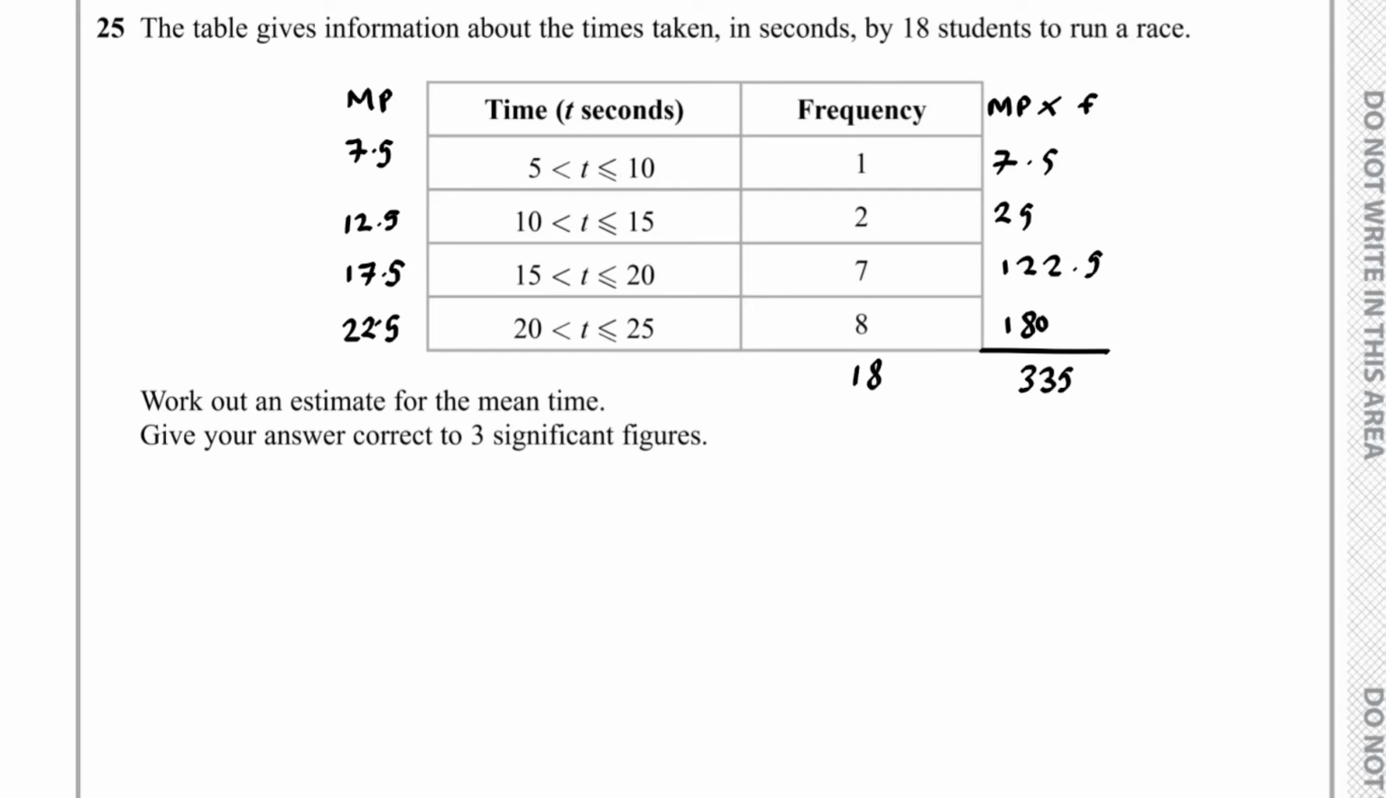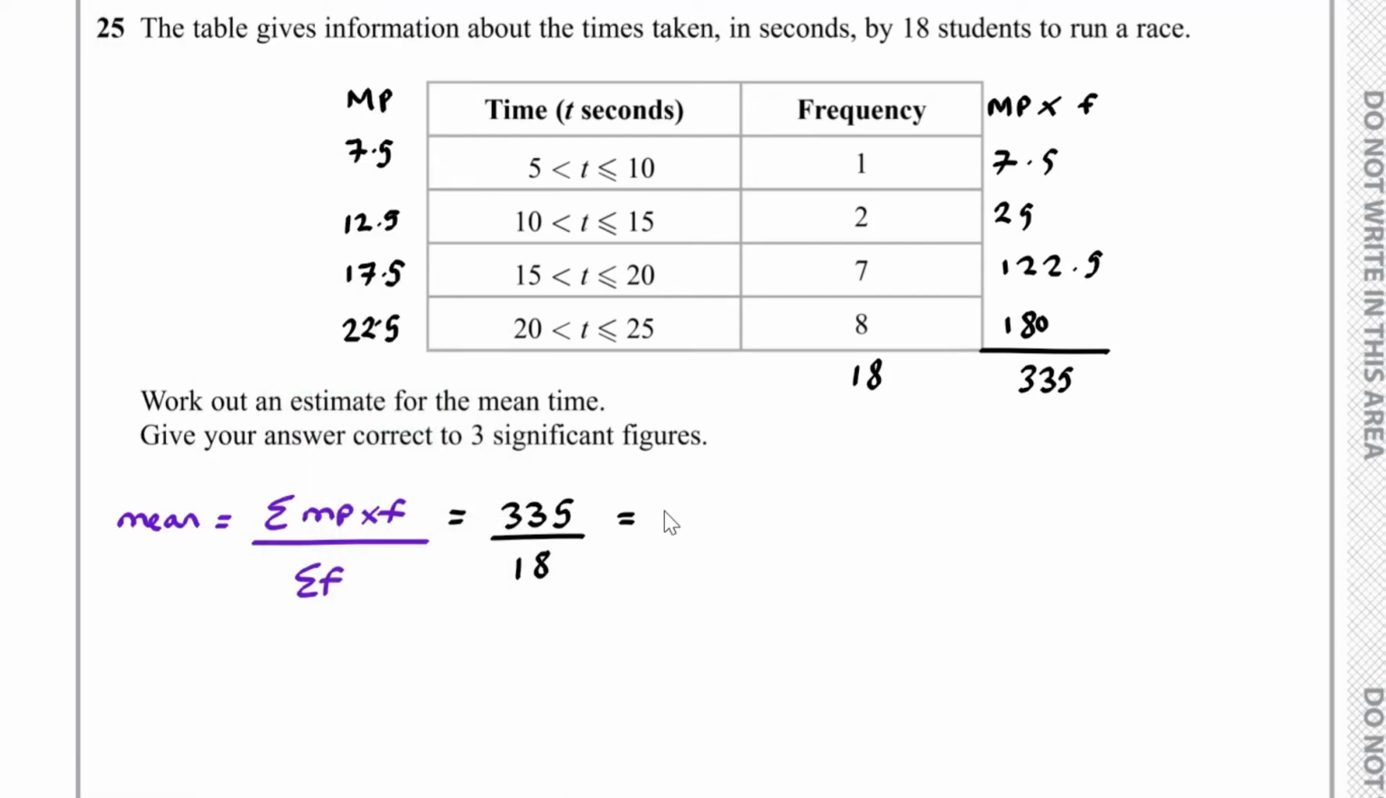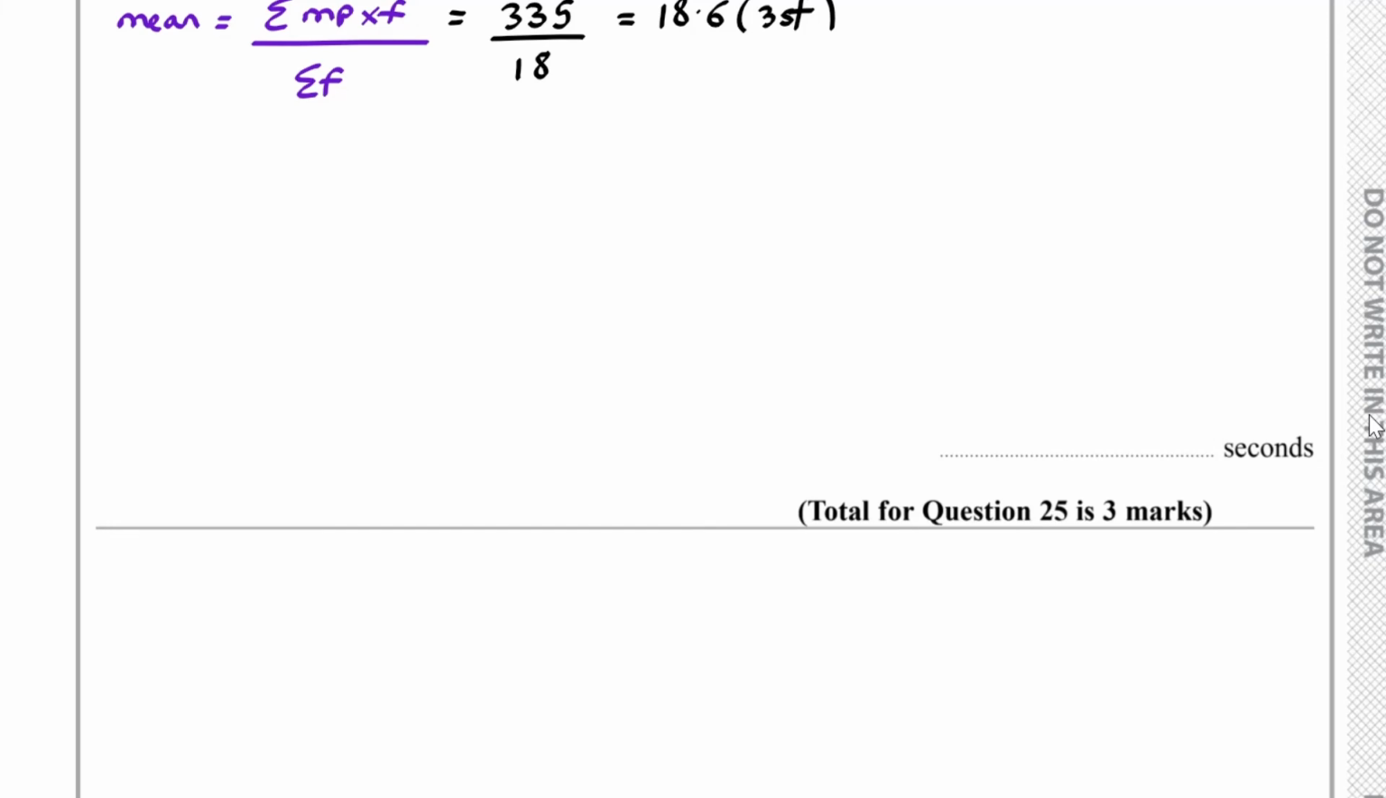Now why did we do that? Because the mean is equal to the sum of the midpoints times the frequencies, divided by the sum of the frequencies. So we have over here 335 over 18. So if we work this out, 335 divided by 18, it turns out we get 18.6 to 3 significant figures. So we have 18.6 seconds. Okay.